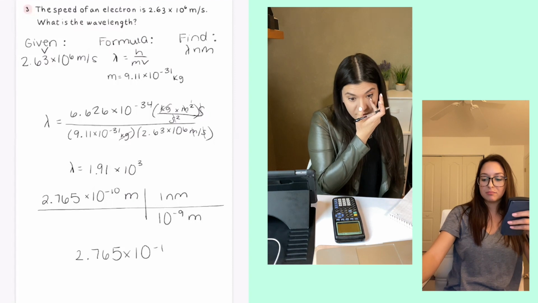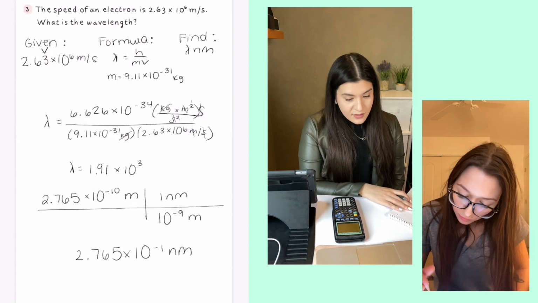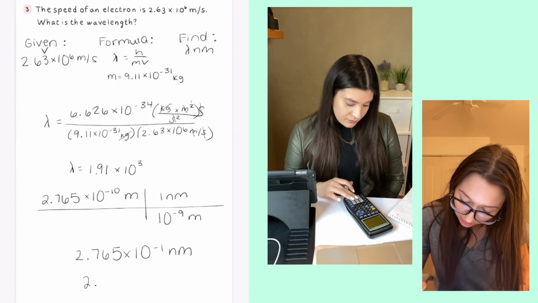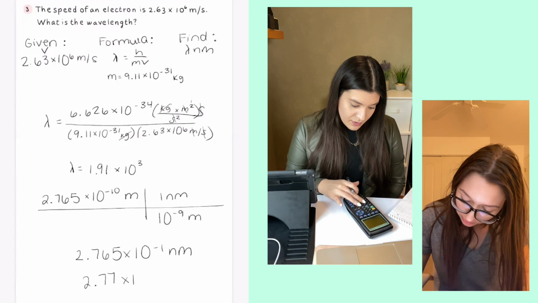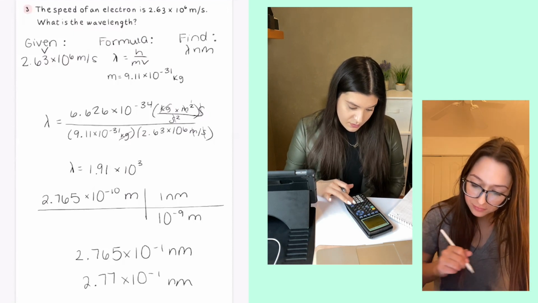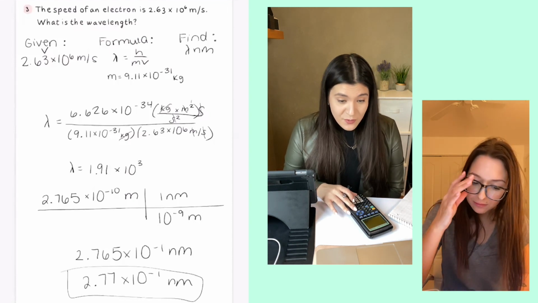And then, what would we round this? How many sig figs? We would make it 2.77. Good. Cool. That's it. We're done with this question.